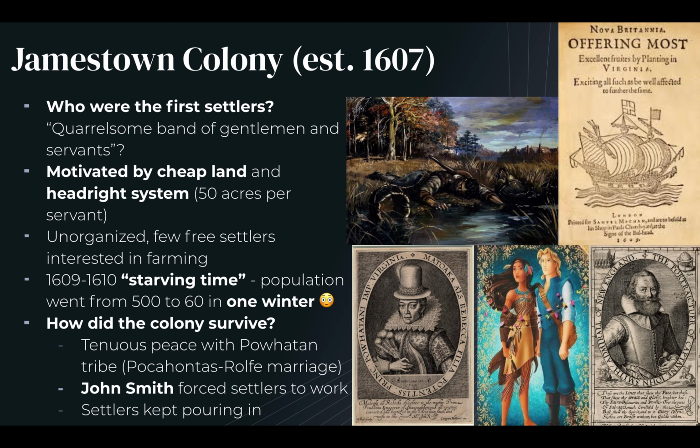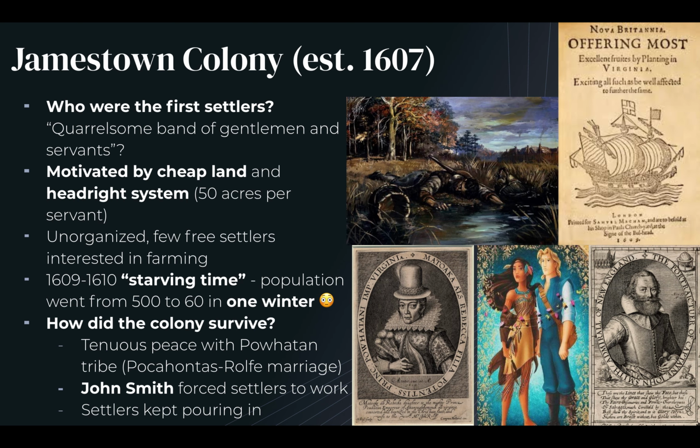The headright system, which was essentially a system that gave land to people who were able to pay for indentured servants, was what laid the foundation in many ways for the plantation agricultural system in the American South. So people who could pay for indentured servants could get up to 50 acres of land per indentured servant, or they got a right of land per head. Okay, that's why they called it the headright system.